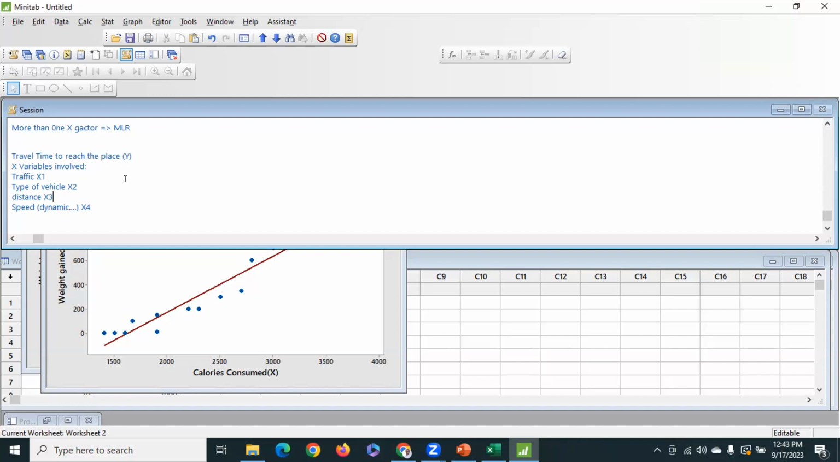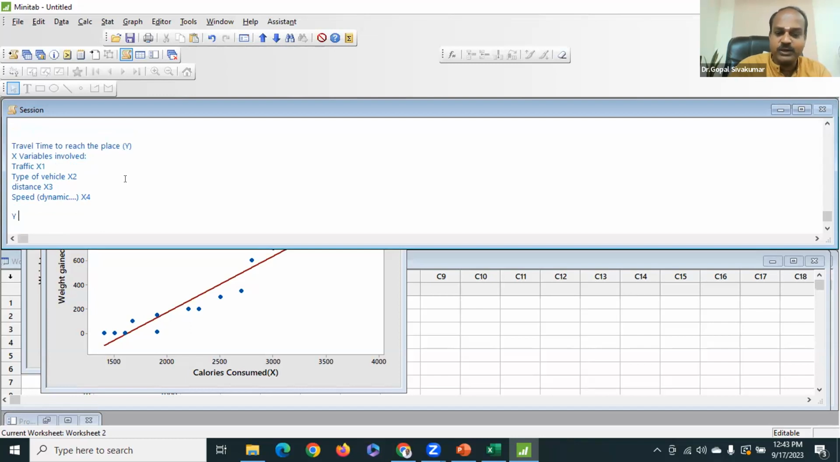Sometimes you might have noticed, when you drive faster, automatically the time will come down. So this is the equation. See here, now you have to write an equation. Y equal to ax1 plus bx2 plus cx3 plus dx4 plus a constant e.